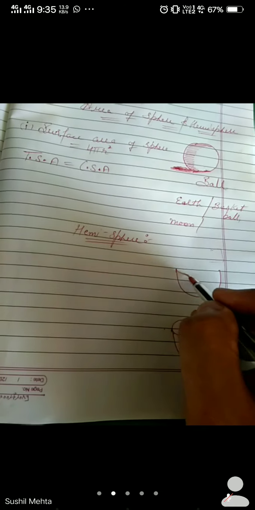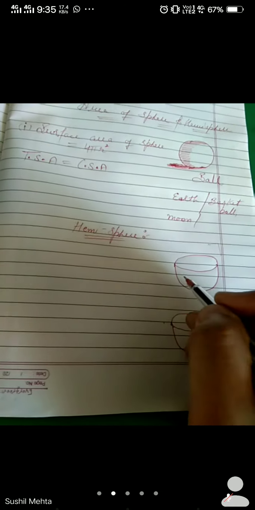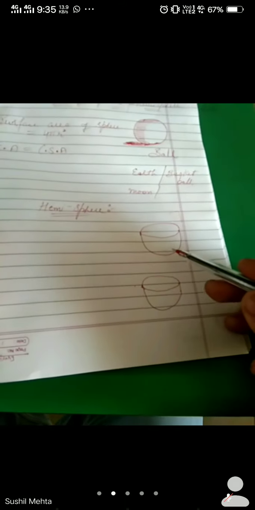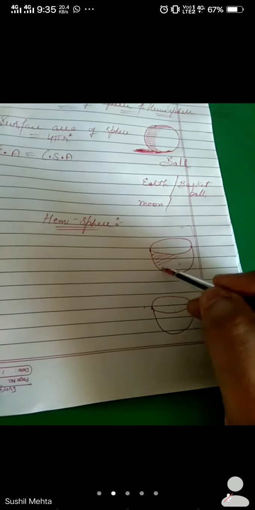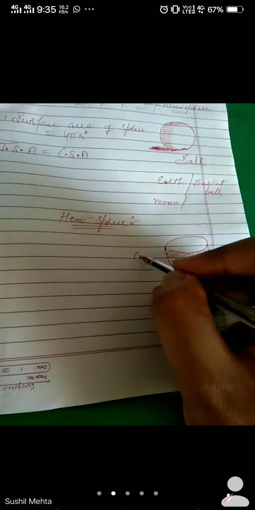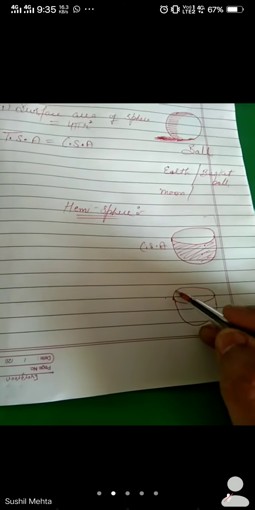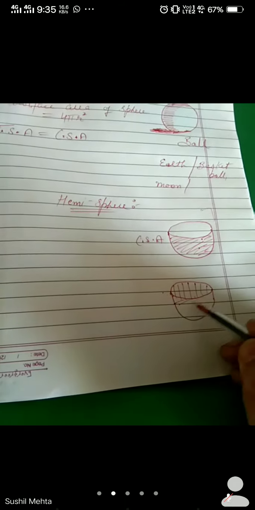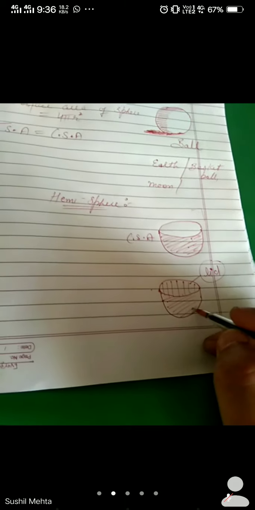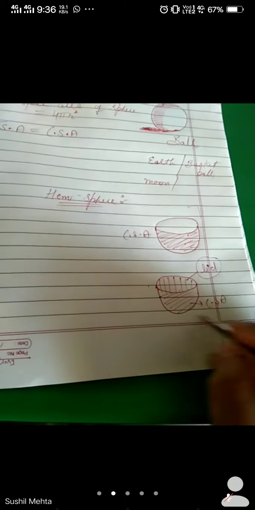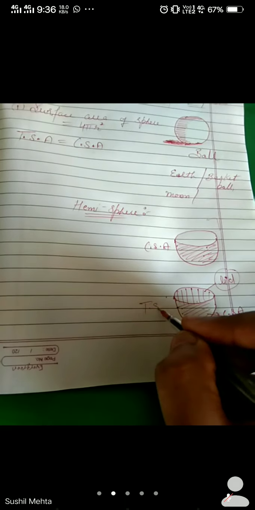If I shade a curved surface area, right now these two are looking the same, and if I shade this area, this is curved surface area. And if I shade both the head and the body, the lid, the lid and the curved surface area, if they combine, gives the total surface area as shown in the figure.